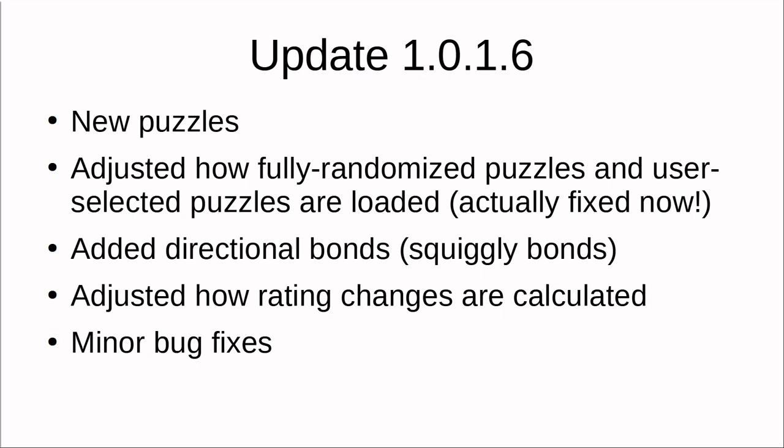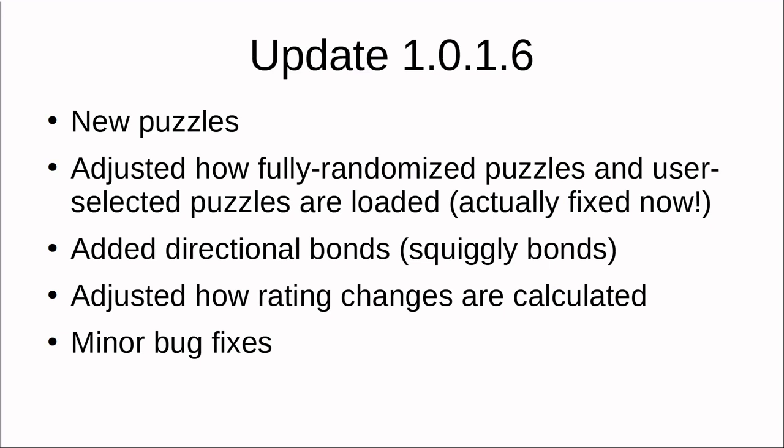1.0.1.6 is out. It's got new puzzles. It adjusts how fully randomized puzzles and user-selected puzzles are loaded again. This time it works, and I know it works, so I probably don't need to fix it anymore. I also added a squiggly bond, which is an addition to the wedged and dashed bonds that I added last time. A squiggly bond is either a wedge or a dash. We just don't know which one it is, and so it allows you to specify that it is one of these specifically, but we don't know which one. It's something that chemists use, so I added it.